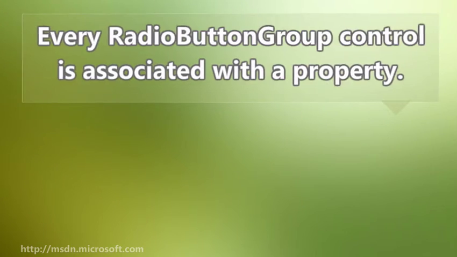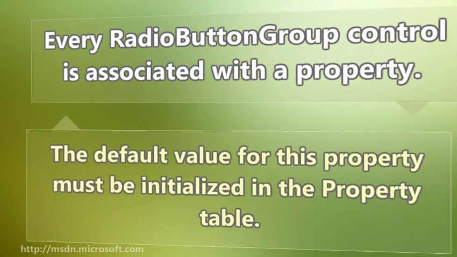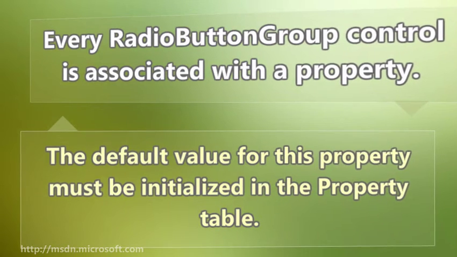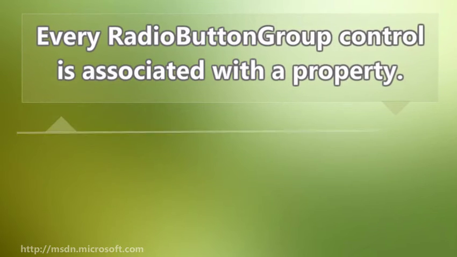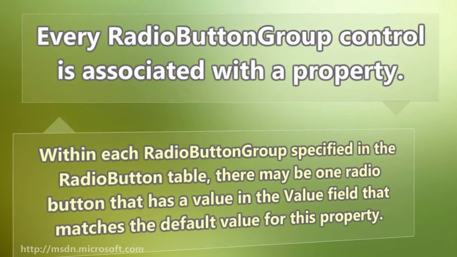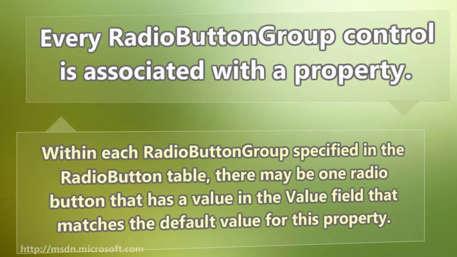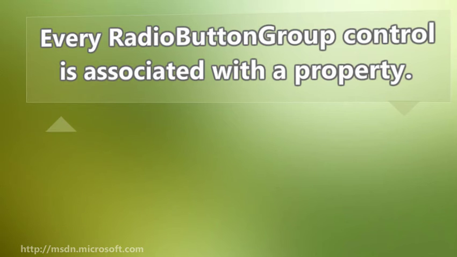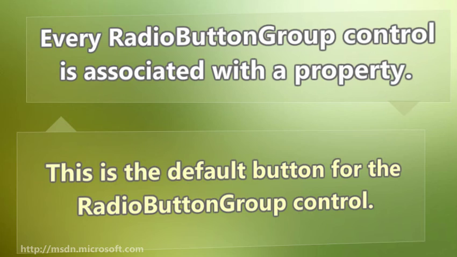Every radio button group control is associated with a property. The default value for this property must be initialized in the Property table. Within each radio button group specified in the RadioButton table, there may be one radio button that has a value in the Value field that matches the default value for this property. This is the default button for the radio button group control.